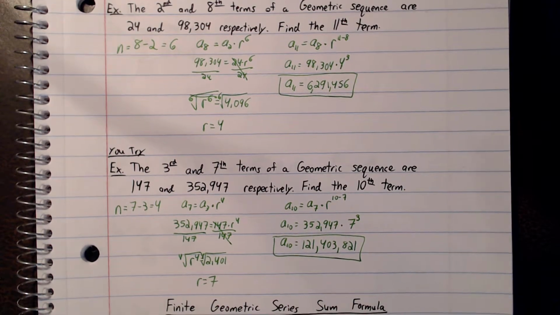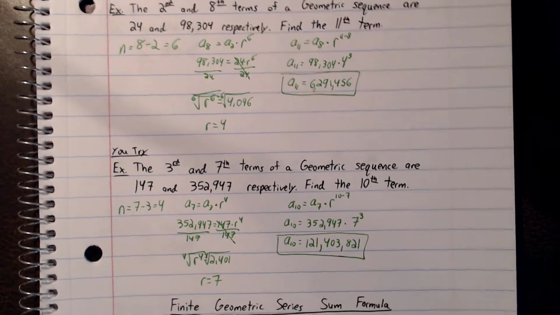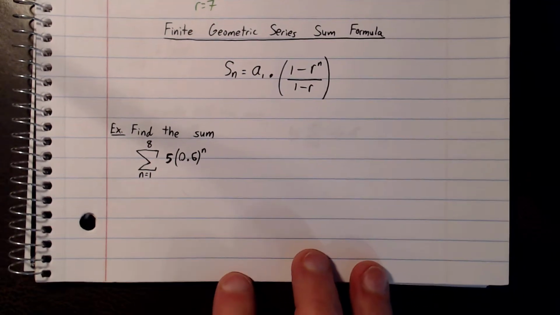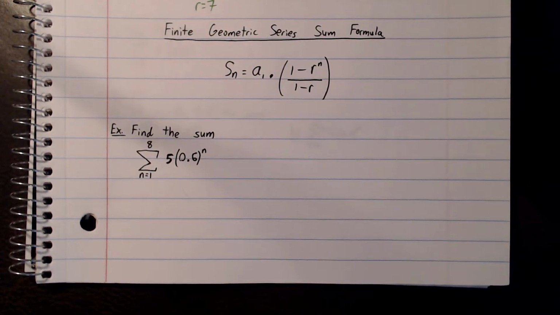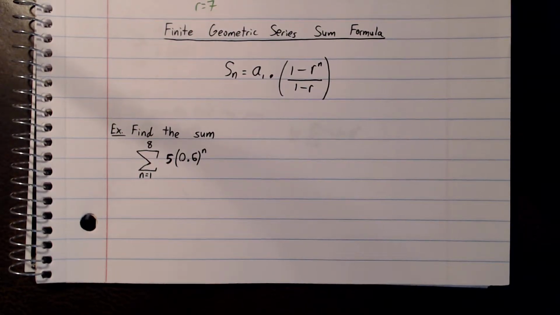So far, geometric sequences are actually pretty easy. The formula for it is not bad at all, and it makes sense with doing some of these types of problems. What we're going to look at next, and we're actually almost done here, is the finite geometric series sum formula. Whoa, that's kind of a mouthful, right? So basically, if we have so many terms of a geometric sequence that we want to add together, this is the formula that we would use.